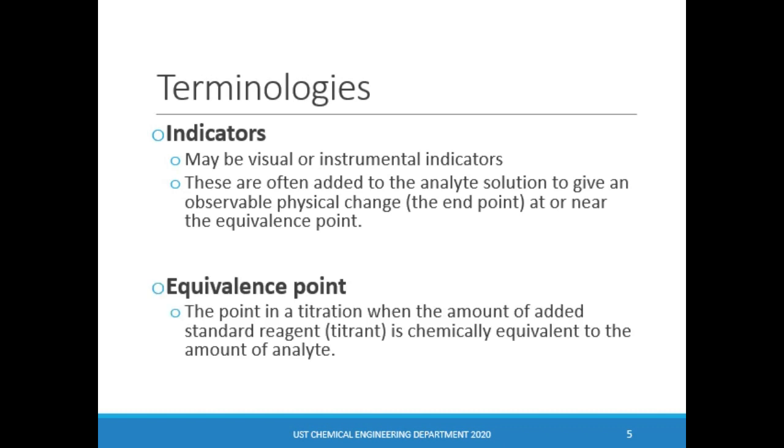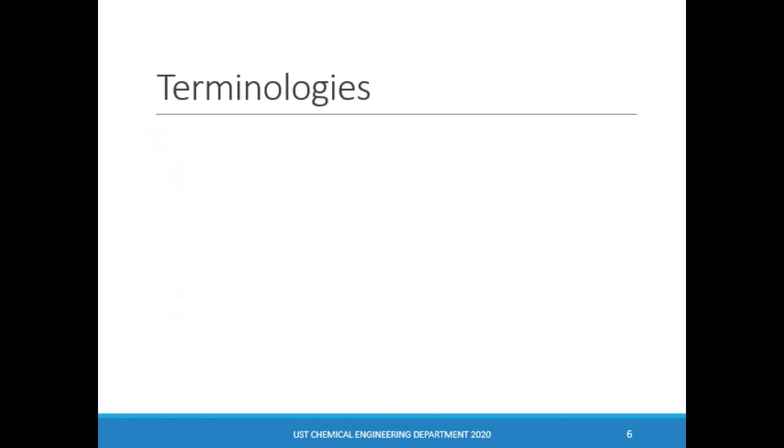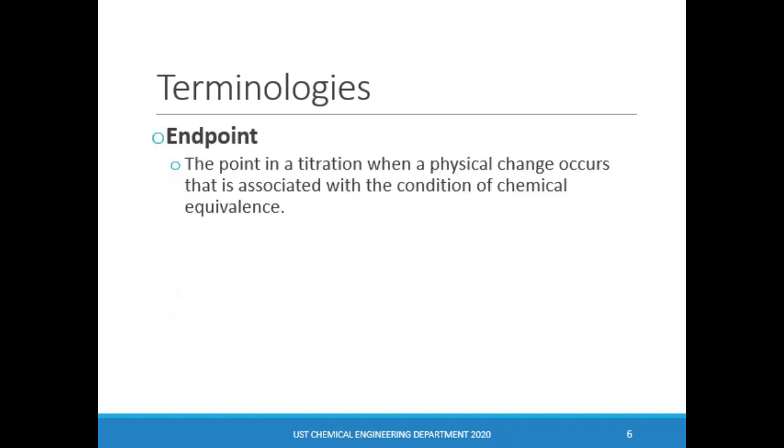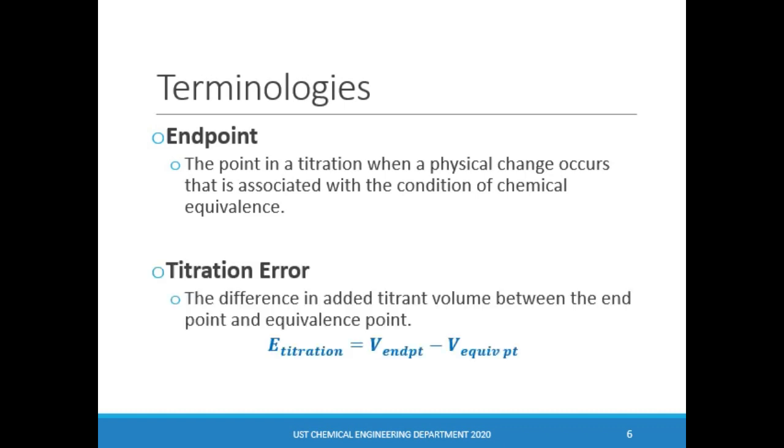Next, equivalence point. This is the point wherein the titrant is added in enough or stoichiometric amount to completely react with the analyte solution. This is considered as the theoretical endpoint. Next is the endpoint. The endpoint is signaled when a physical change is already visible in the reaction. If the experiment is properly designed, the endpoint can be considered a close approximation of the equivalence point. Next, titration error. The titration error may be calculated by getting the difference in titrant volume of the endpoint and the equivalence point.